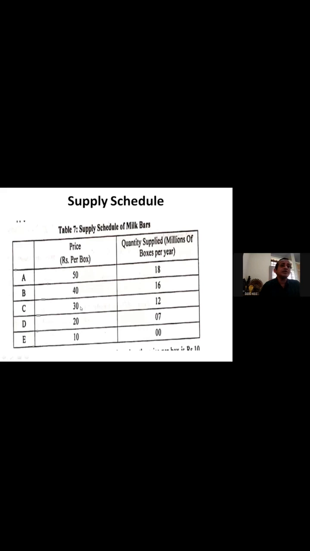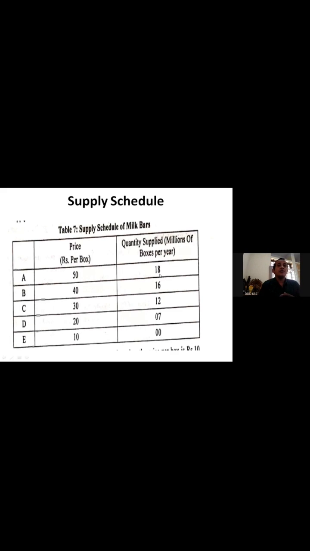Then when it is coming to 30, quantity supplied increases to 12. Then when it is increasing to 40, quantity supplied increases to 16 million per year. Then finally, when we are assuming that price per box is 50, the quantity supplied is coming to 18 million per year.